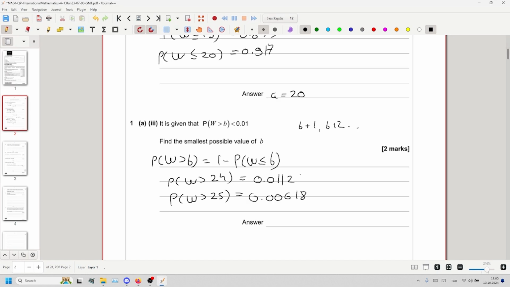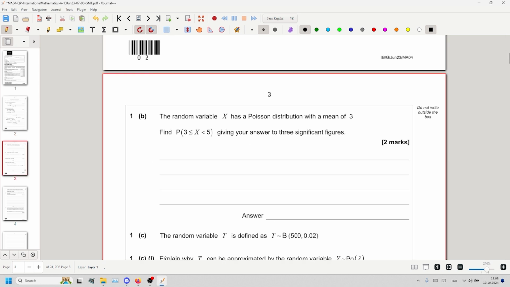0.00618. So this is less than 0.01... This is greater than 0.01. This is less than 0.01. Hence, we can say that our smallest possible value for B is 25. All right, let us continue with the next question.